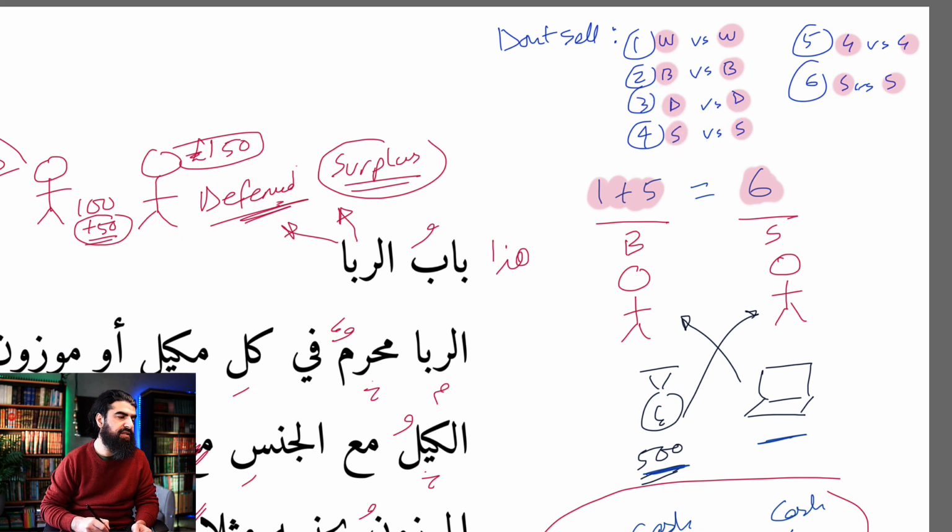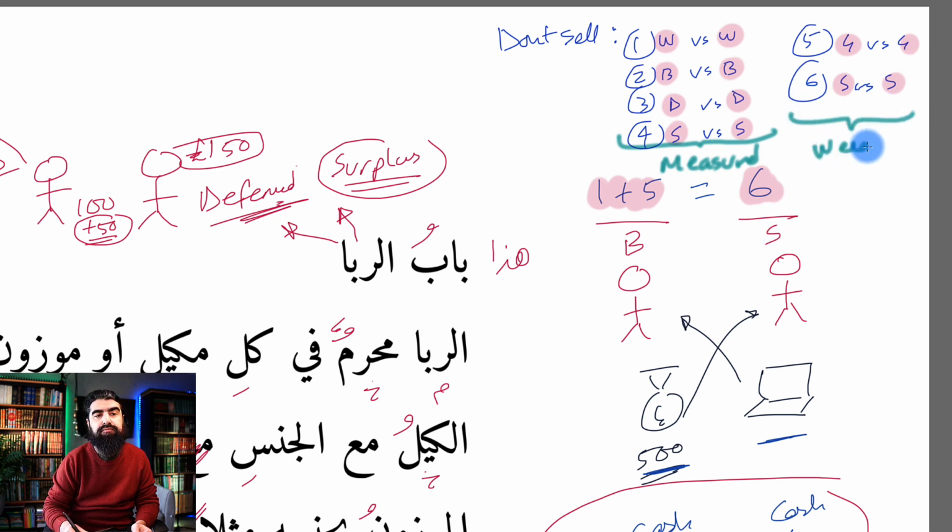So these items over here are items that are measured. You measure them in cups, normally in those days, in the Arabs' days. And these items are weighed. Gold and silver are weighed. So he said, if you're going to sell these items, make sure you sell them exactly the same. If you're going to sell gold and silver, make sure they're exactly the same.